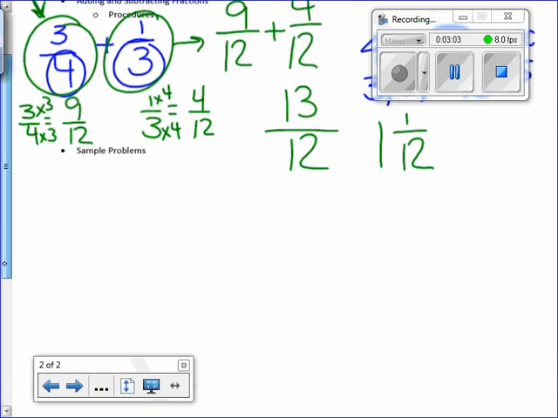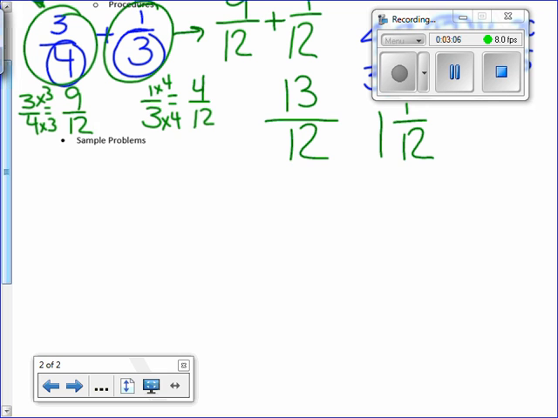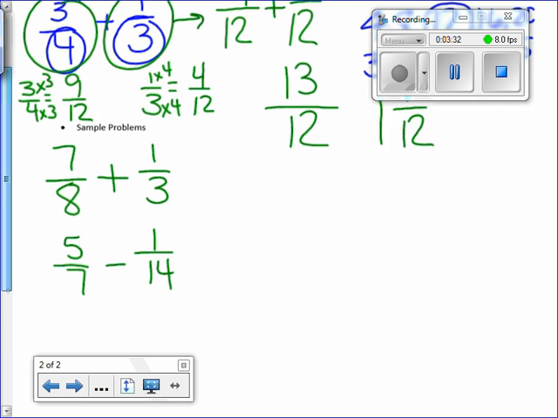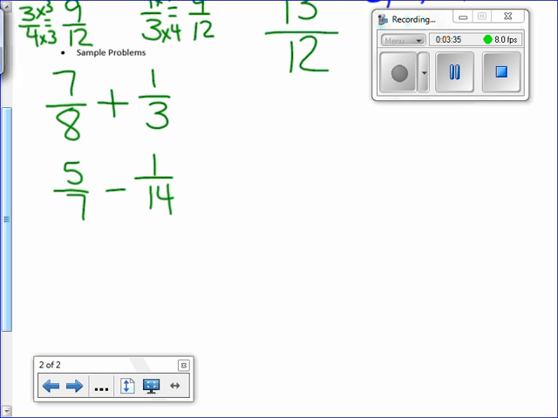The one thing I want us to focus on right now, instead of doing sample problems, I'll do more of those in class on Wednesday, is to come up with common denominators and change them. So I'm going to give us 3 problems, and then we're going to change them to problems that we can add or subtract. Let's try 7/8 plus 1/3. Let's try 5/7 minus 1/14. And let's try 2/3 plus, I don't know, 1/2.